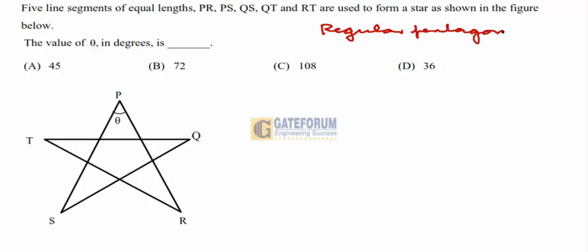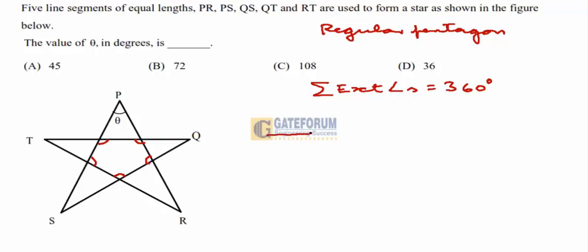Now, what is the property of a regular pentagon? Not only are the sides equal, but these interior angles will also be equal. Right. So let us not forget that. Now, what is the summation of the exterior angles of a polygon? So always for any polygon, the summation of the exterior angles is always equal to 360 degrees. So for this pentagon too, the addition will be 360 degrees.